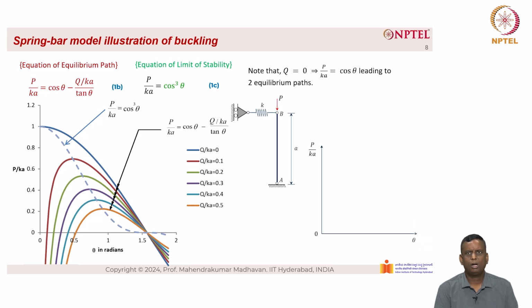So when we plot this, we have these equilibrium paths: when theta equal to 0, p by ka equal to 1, and when theta equal to pi by 2, p by ka equal to 0, which are the two limit states of equilibrium, as you can see from the right hand side. The point at which p by ka equal to 1 is also known as the bifurcation point, and this type of buckling is also known as bifurcation buckling.